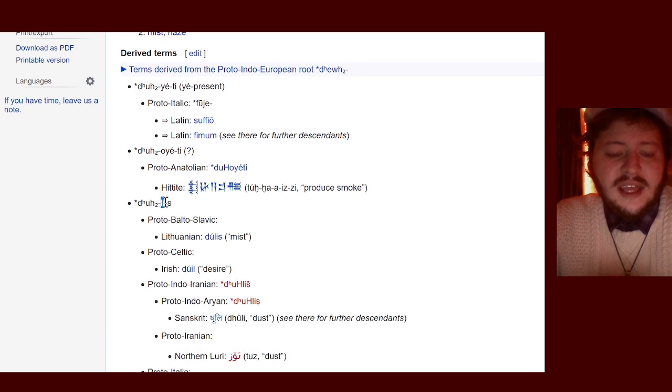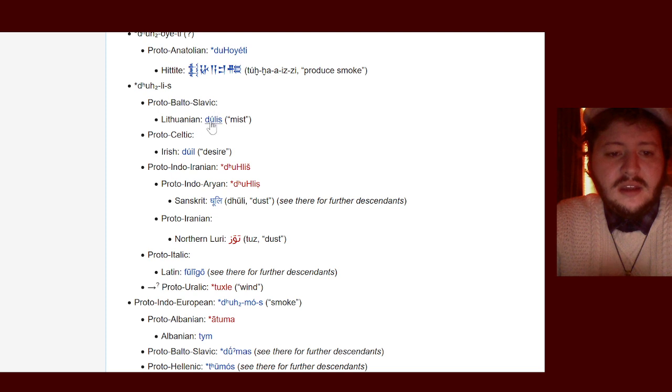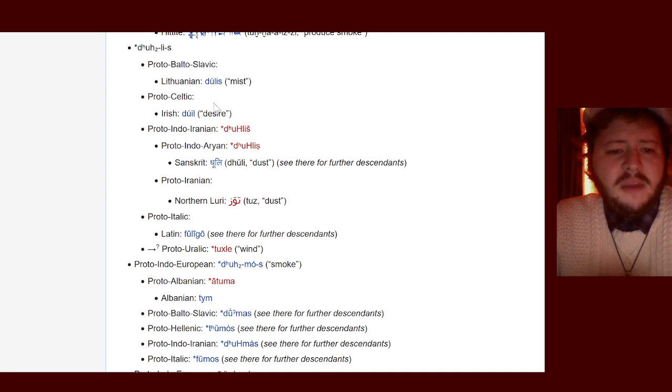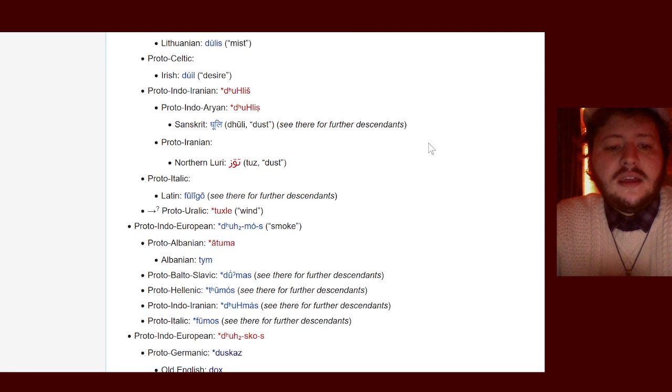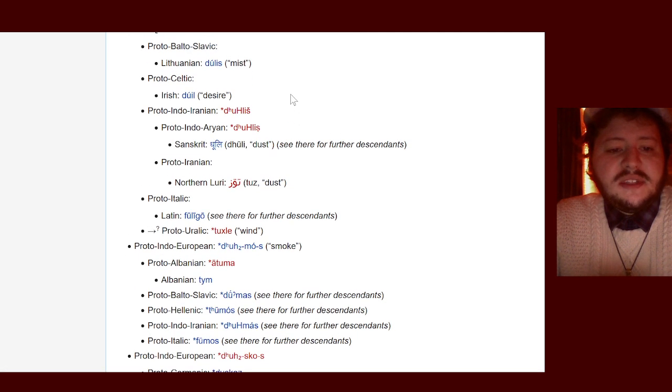And then you have this li extension that shows up in Balto-Slavic, and in Proto-Celtic this would just be dulis without the aspiration or the H. It would be a long U. In Proto-Celtic they're just not putting it there. It becomes desire in Irish. That's interesting. And it seems to be the same extension in Indo-Iranian. So you've got Sanskrit duli, dust. It's in this North Iranian language. Interesting. Okay.